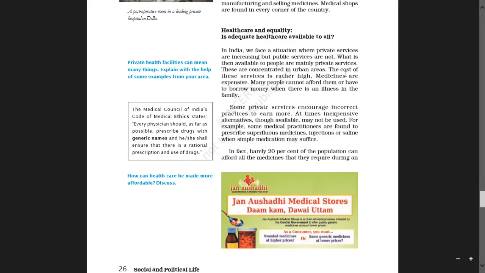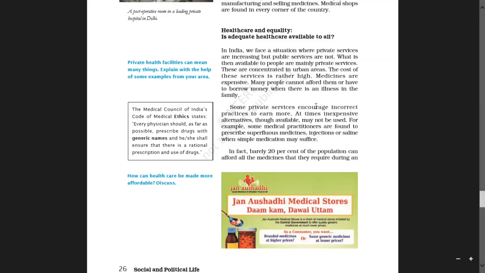The cost of these services in a private hospital or clinic is rather high. Medicines are expensive. Many people cannot afford them or have to borrow money when there is an illness in the family. Dear boys, every person is not rich, and private services are very expensive. So many people cannot get the chance of treatment in private hospitals or clinics. It is very hard for them. The poor people need to borrow money for good treatment.